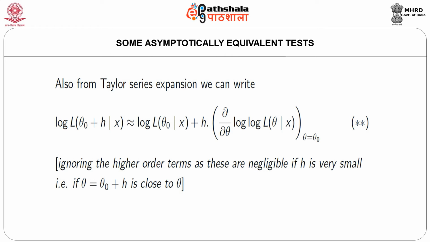Also, from Taylor's series expansion, we can write that log of capital L at θ₀ plus h is approximately equal to log of capital L at θ₀ plus h times ∂/∂θ of log of capital L(θ) at θ equal to θ₀. Let us denote this approximate relation by double star. Here obviously we have ignored the higher order terms in the Taylor's expansion, as these are negligible if h is very small, that is if θ equal to θ₀ plus h is very close to θ₀.